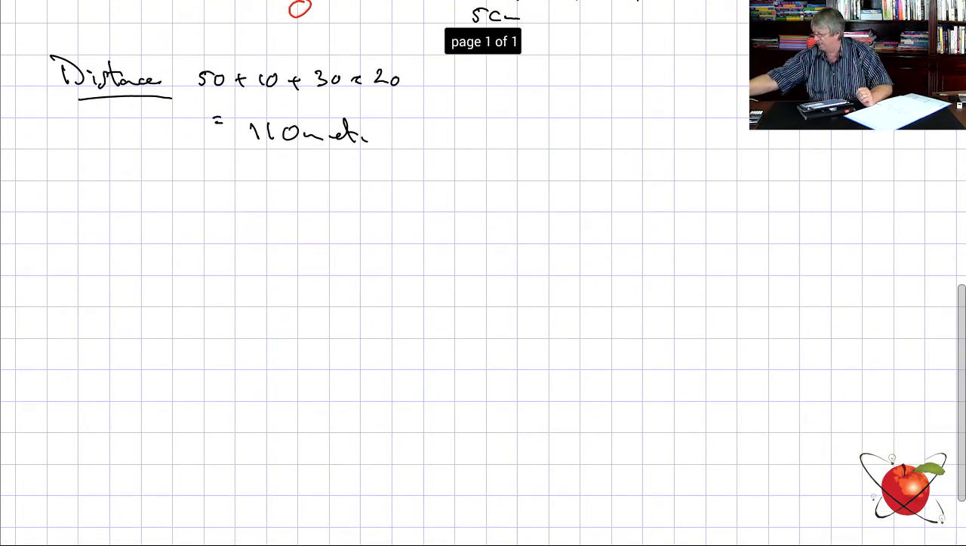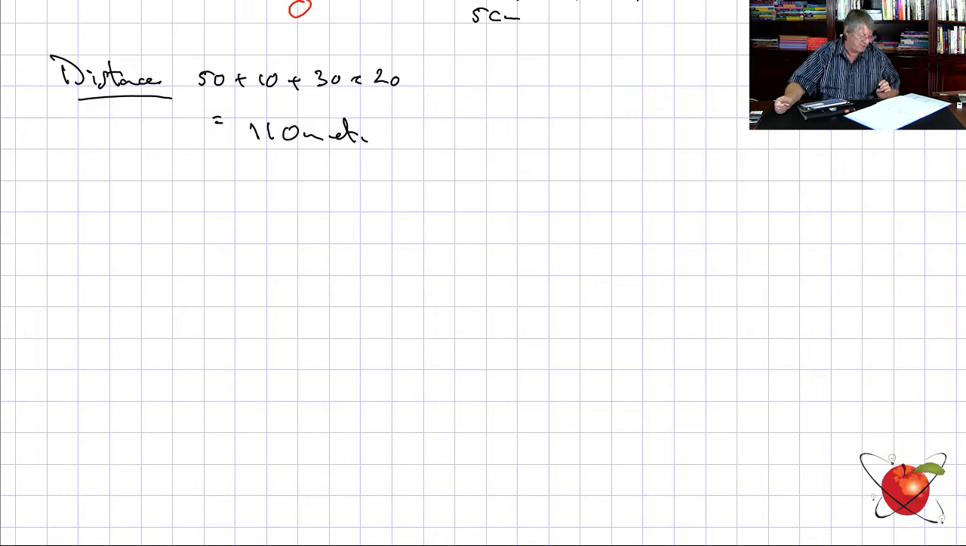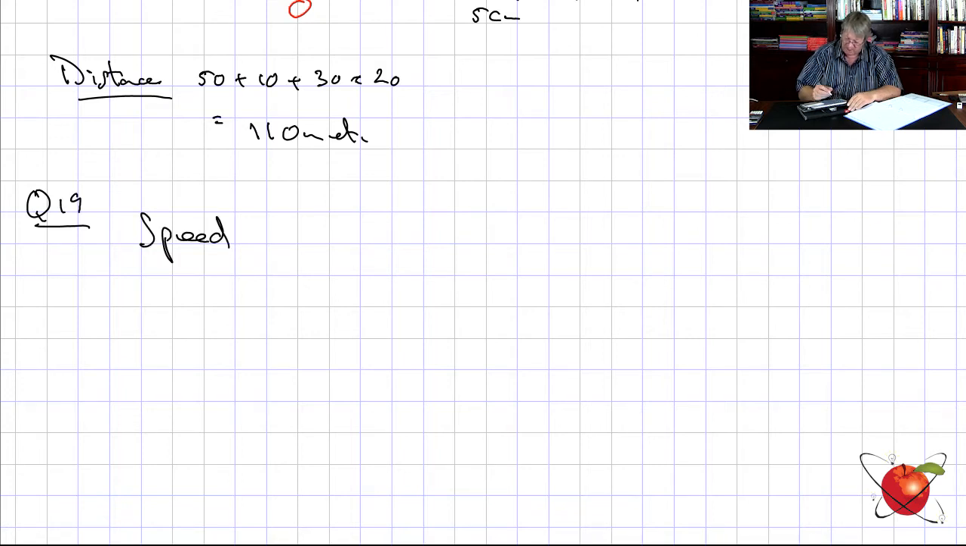Because now the next question we're going to be looking at, let me just page back, is question 19. Now question 19, we often talk about speed, and often we talk about velocity.